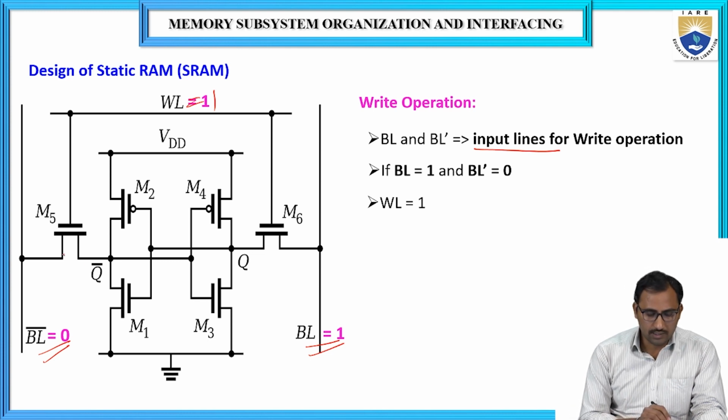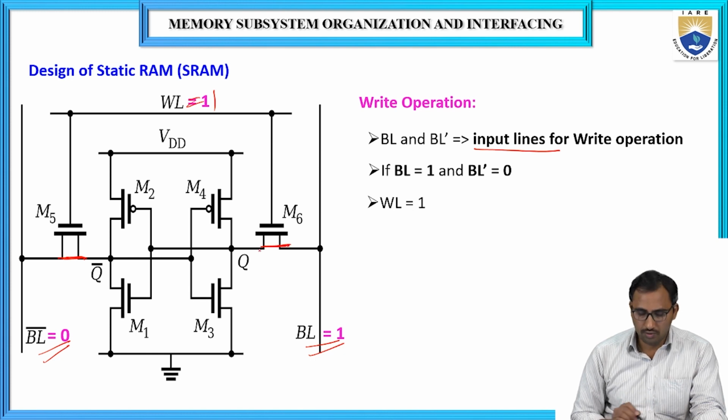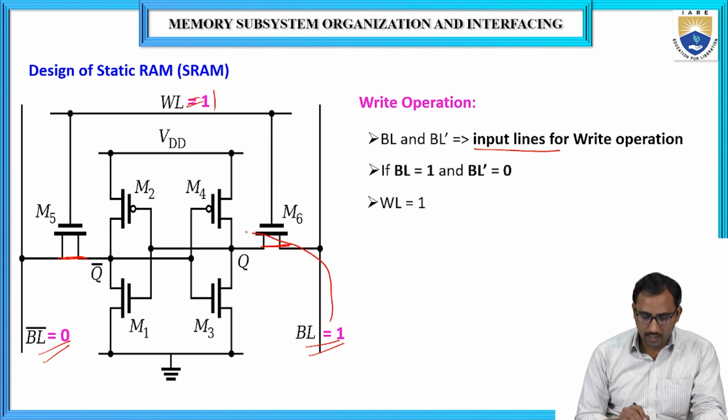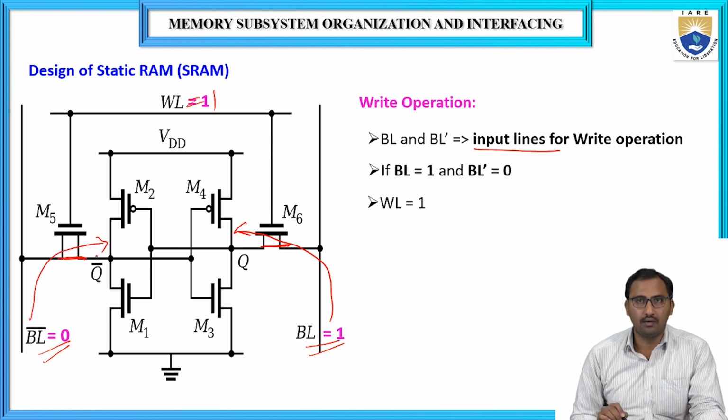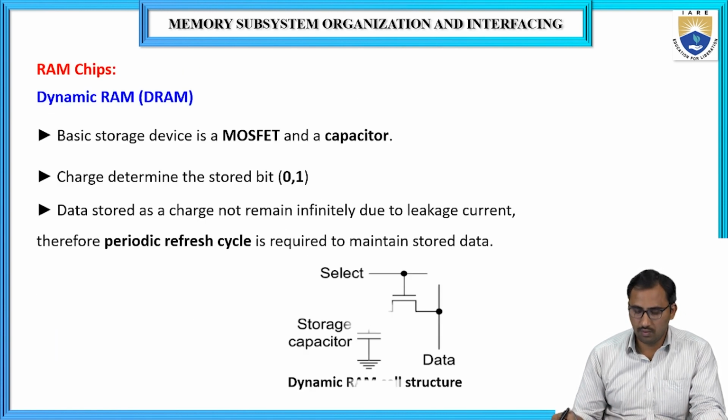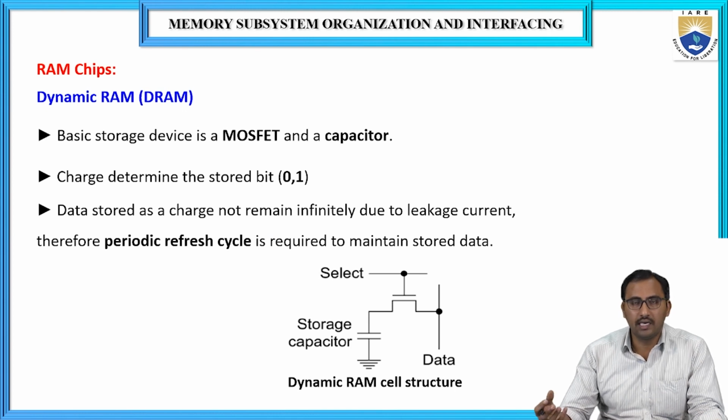So that these transistors M5 and M6 will be turned on, so that this 1 will be stored into Q and 0 will be loaded into Q bar. Okay. So in that way, the data can be written into the memory cell.